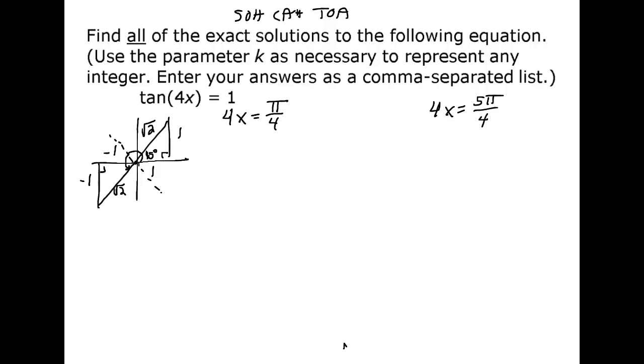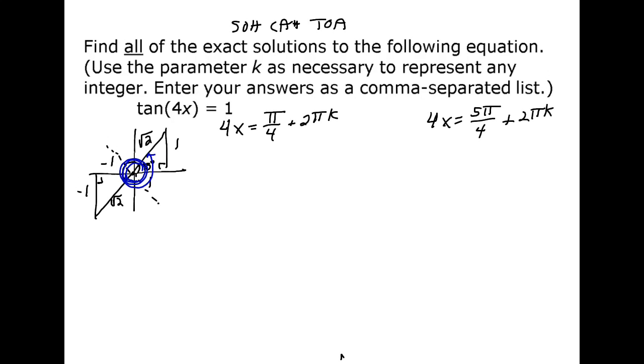So we need to find all the angles coterminal with this, because our terminal side just has to stop in one of these two positions. It can spin around the unit circle repeatedly before it stops in one of these two positions. So to account for all those infinite possible answers, we say plus 2 pi k. So let's go ahead and multiply both sides of these equations by 1/4, and then we'll have solved for x.